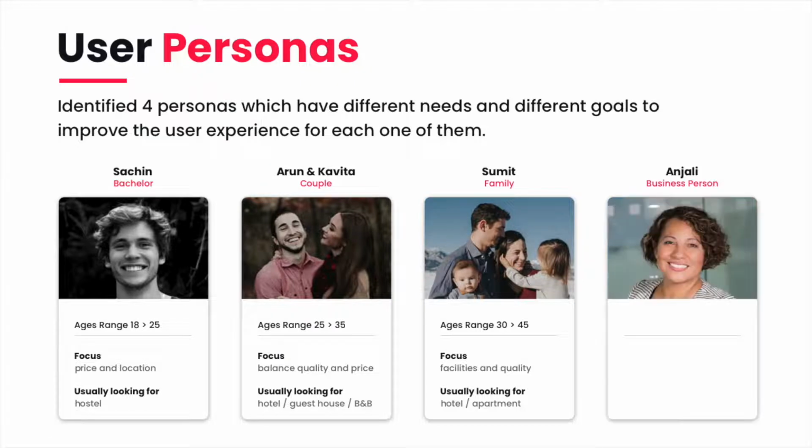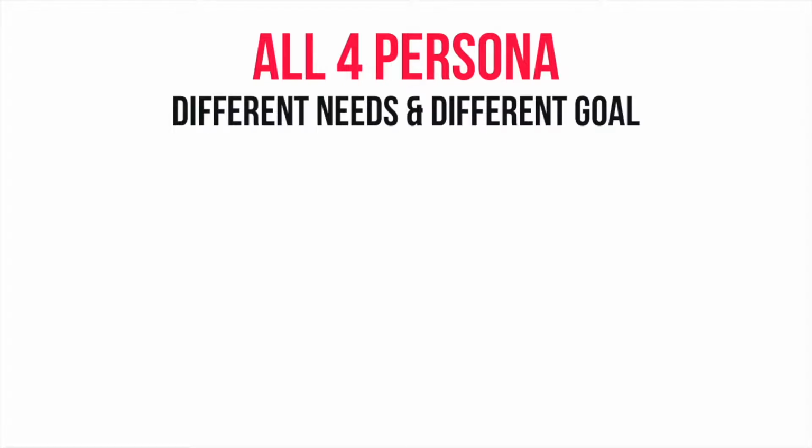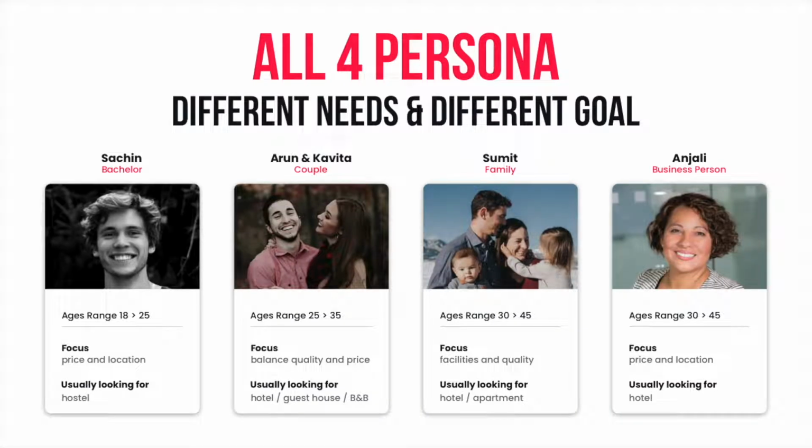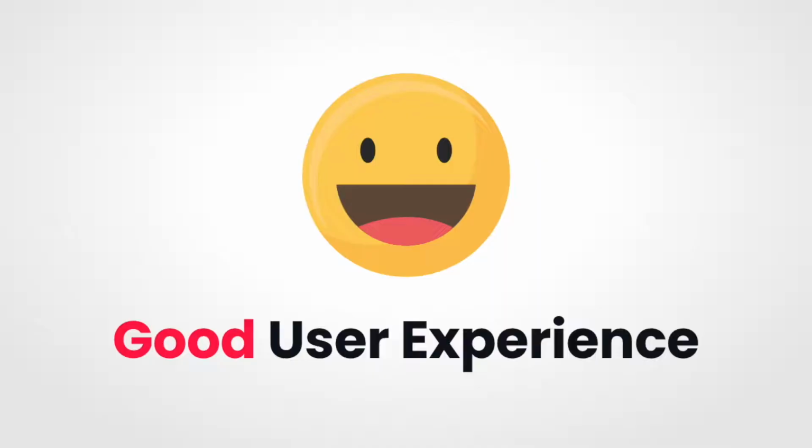My fourth persona is Anjali. Anjali is a business person. I define her age range as 30 to 45. Anjali focuses on price and location and usually she stays in a hotel. As you saw, all four personas have different needs and different goals. So how can we fulfill their needs and goals and how can we better their user experience?